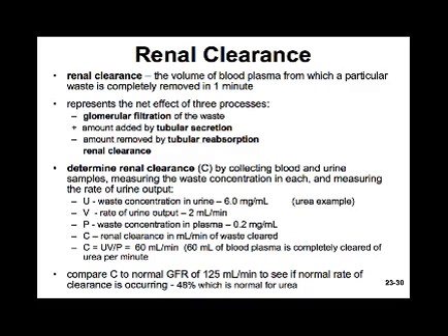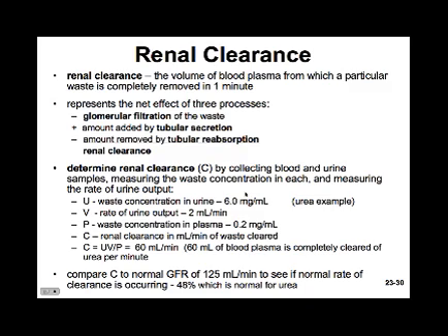So to determine renal clearance, they collect blood and urine samples and measure the waste content in each. And measuring the rate of urine output, we can find what the clearance rate is. So we'll use urea as an example. There are some variables here that we need to understand. U is the waste concentration in the urine. V is the rate of urine output. P is the waste concentration in the plasma. And then, of course, C is going to give us the renal clearance in milliliters per minute of waste cleared.